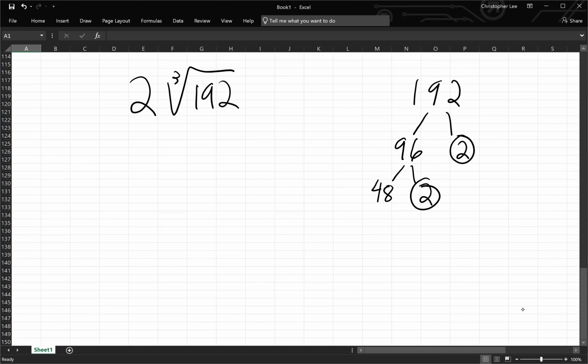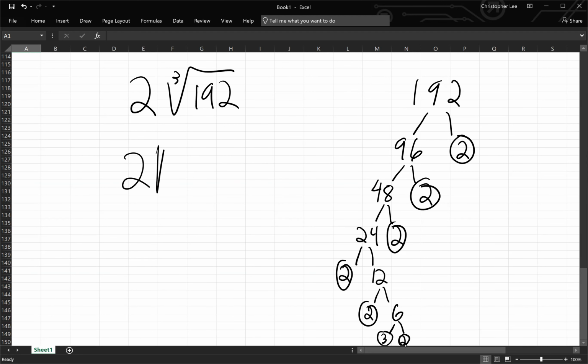And then, yeah, cut that again, 24. This is 12. This is 2 and 6. And then that's 3 and 2. I got 1, 2, 3, 4, 5, 6 twos. Whoops, I wrote that wrong. So I got 6 twos and I got a 3. So what is a cube root of 2 to the 6th power?